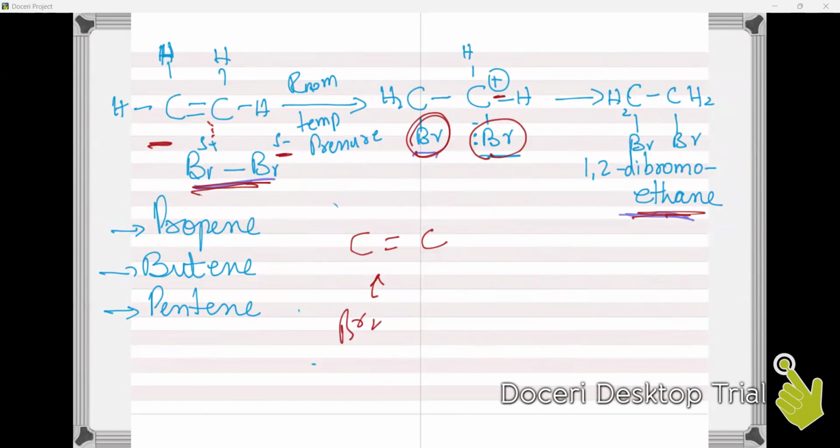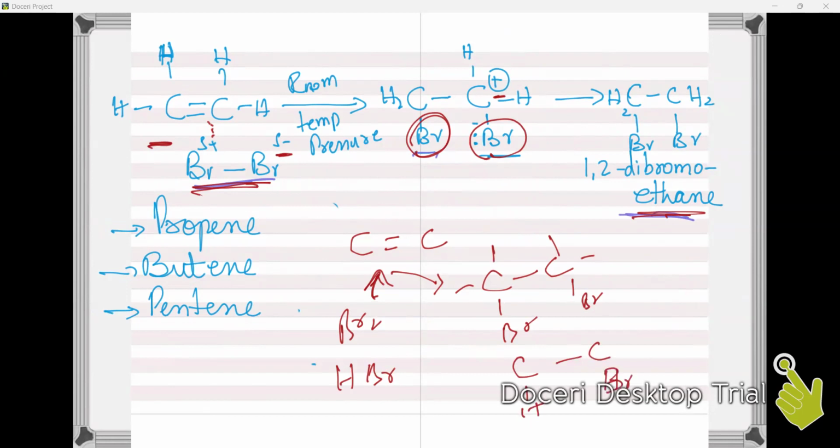Let's do it this way. If I'm adding bromine over here, the double bond will change into a single bond, and along with the hydrogens, the bromine will be added. Here, hydrogens are attached. If I'm adding HBr, then along with the other hydrogens, hydrogen and bromine will be added.